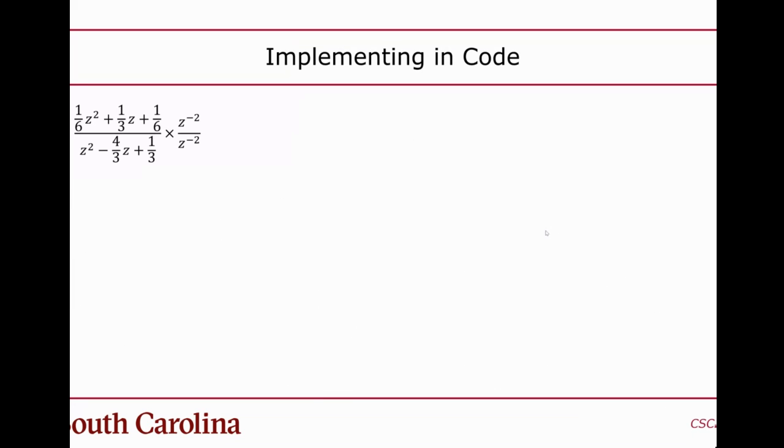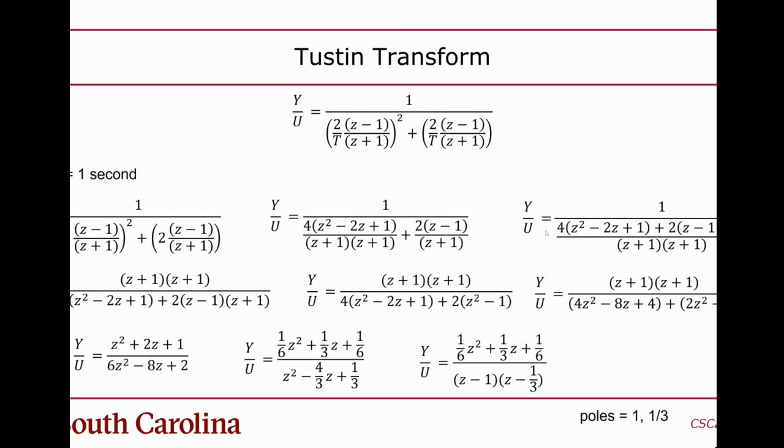How does that work? Well, this is the pretty cool part. By the way, the transfer function is 1/6 z squared plus 1/3 z plus 1/6, divided by z squared minus 4/3 z plus 1/3. That's the transfer function in the z domain. Now I want to do this in C code. I want to build this out in code.